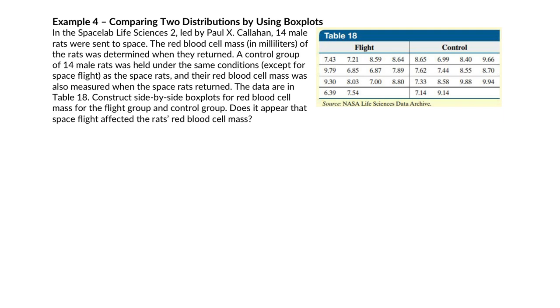So we found out that for the flight, the minimum value is how much? 6.39. The quartile 1 was 7.00. Our median was 7.715. Quartile 3 was 8.64. And our maximum is 9.79. I have my 5-number summary.